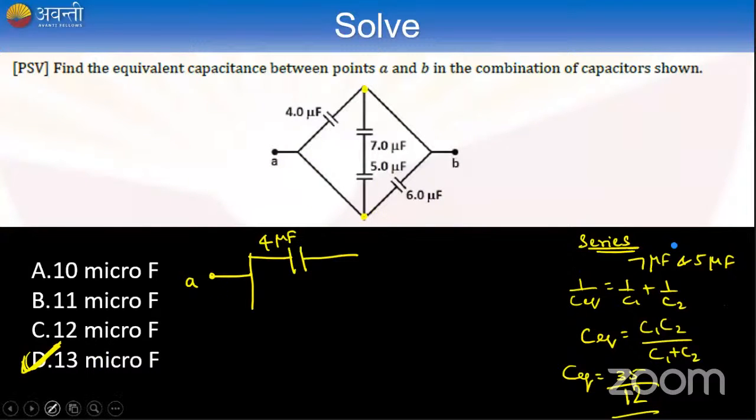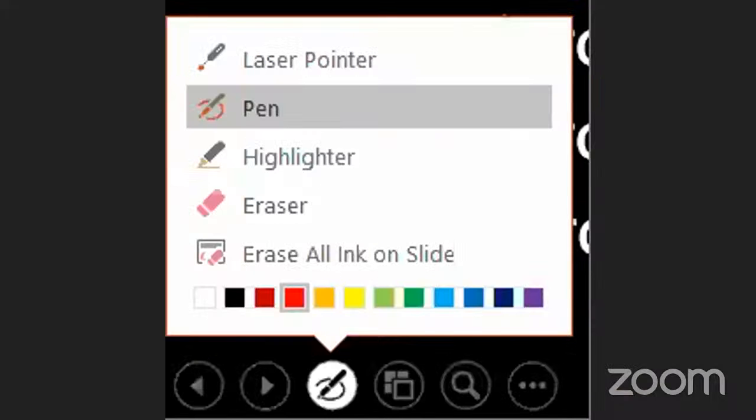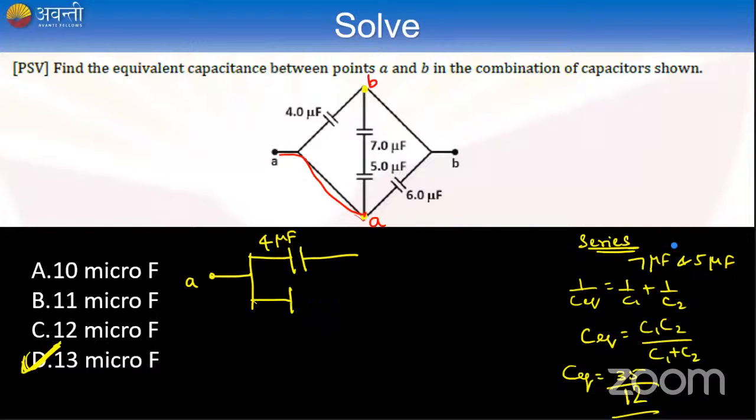I hope many can see. This junction is nothing but point A, since it's directly connected here. Since this is directly connected here, I'll call this point B. From A to B, I have a parallel combination of a capacitor whose magnitude is 35 by 12. Next, I have one more parallel capacitance of 6 microfarad.